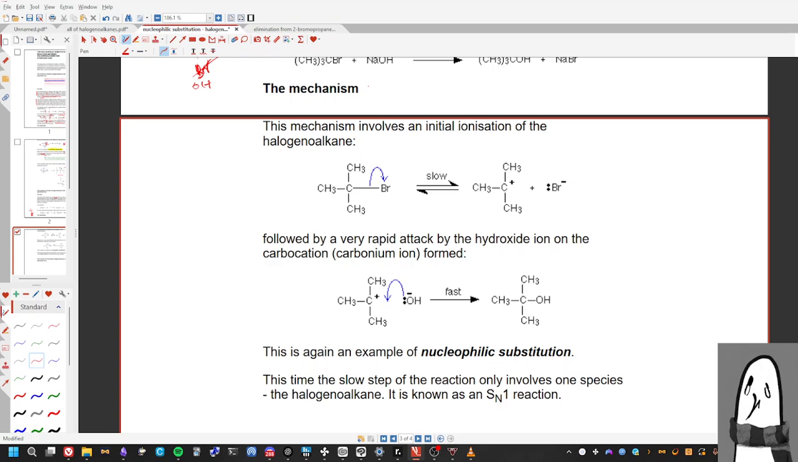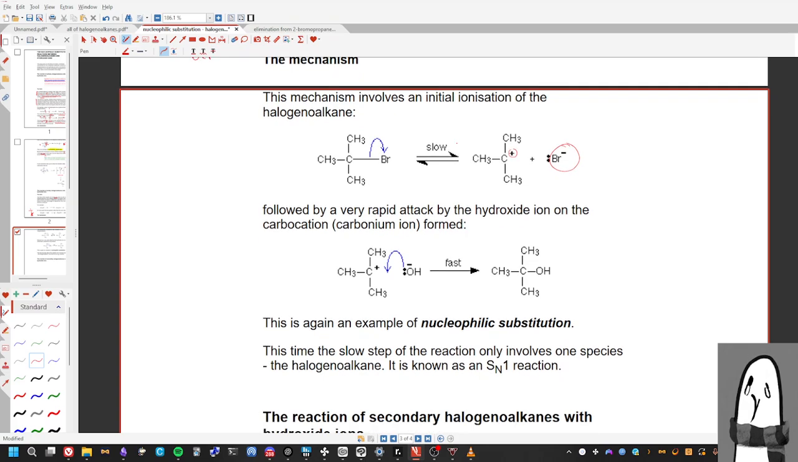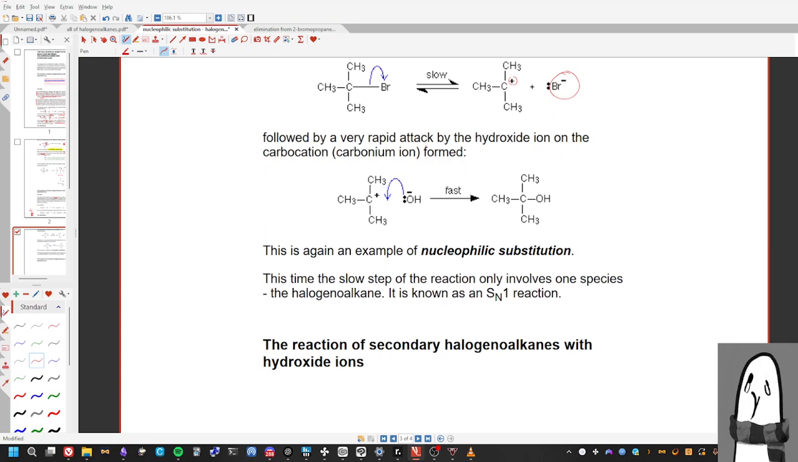So first in the slow step, you're going to have Br, which turns into this, and this has a leftover positive charge, followed by a very rapid attack of the hydroxide ion on the carbocation. So OH is already existing as this. However, where does OH form? It forms from the H2O, right?